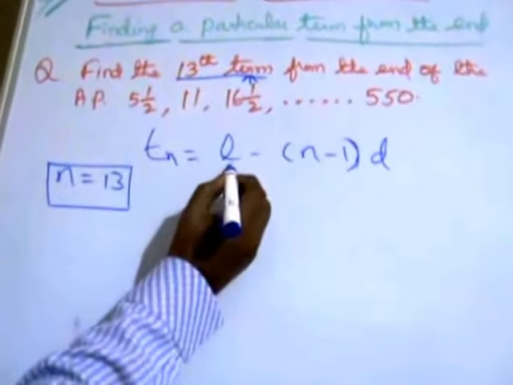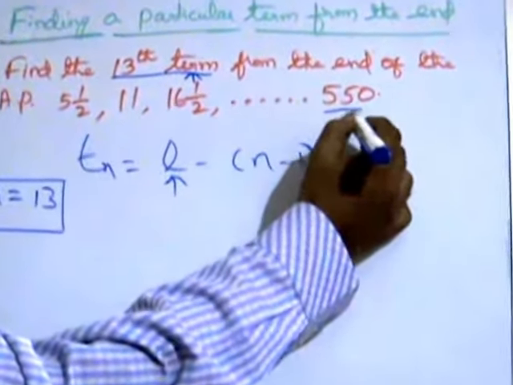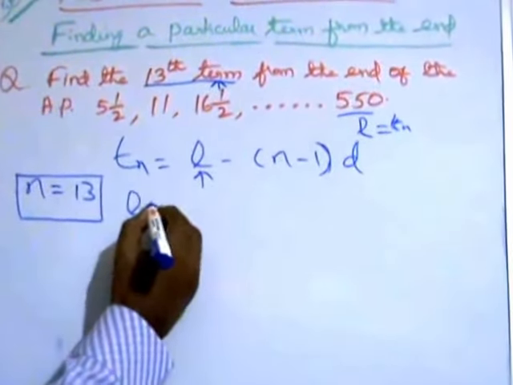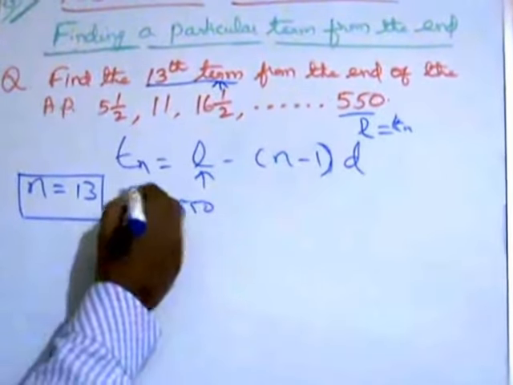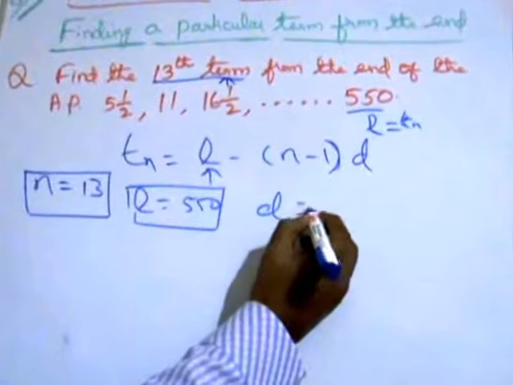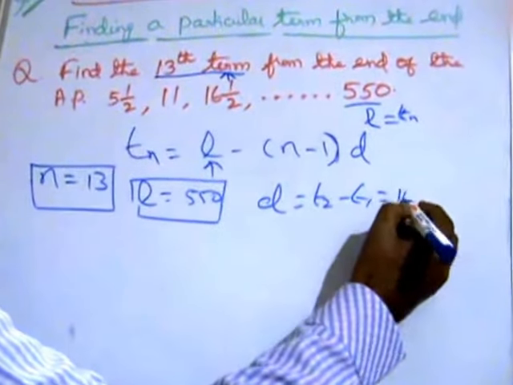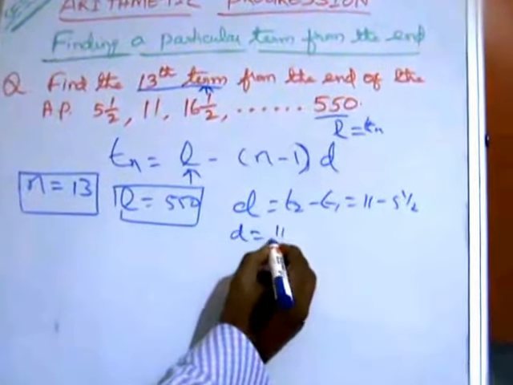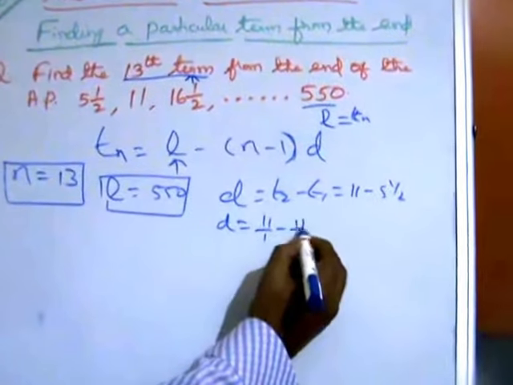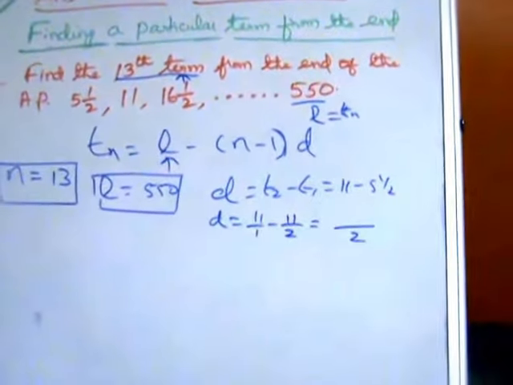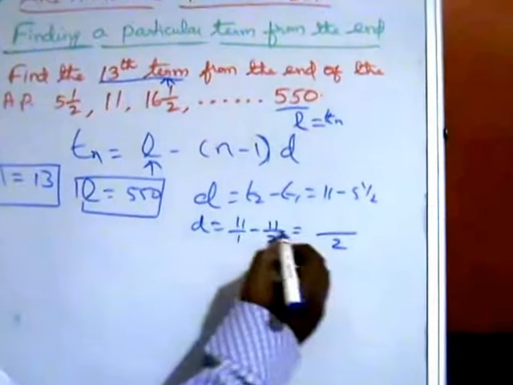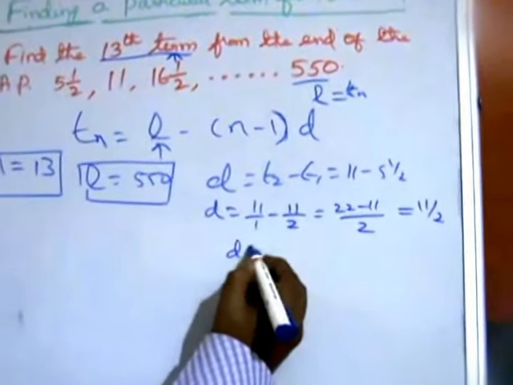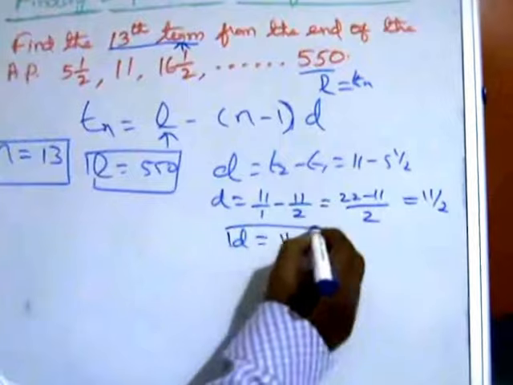The last term, L, we want. L is nothing but 550. L is also called Tn, the nth term. So L is equal to 550. And common difference d is equal to T2 minus T1, 11 minus 5.5. So common difference d is equal to 11 by 1 minus 5.5, which means 11 by 2. The LCM is 2. When you take the LCM as 2, you get 22 minus 11, which is again 11 by 2. So the common difference is 11 by 2.